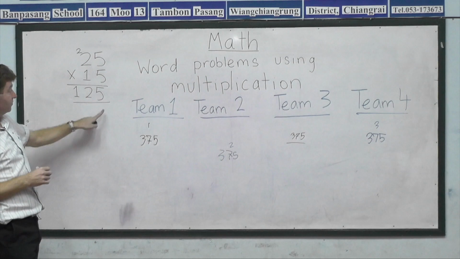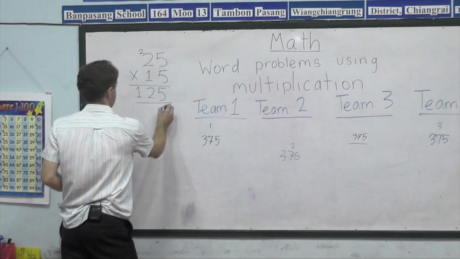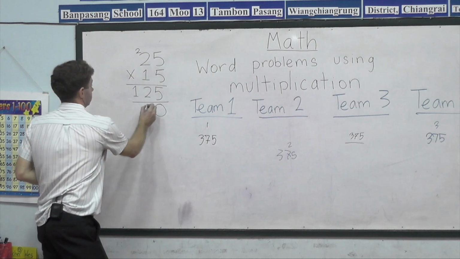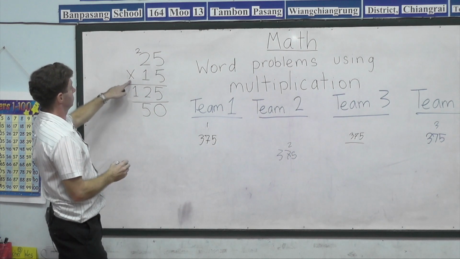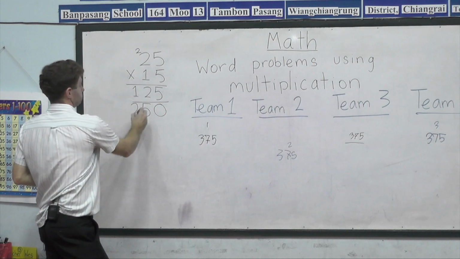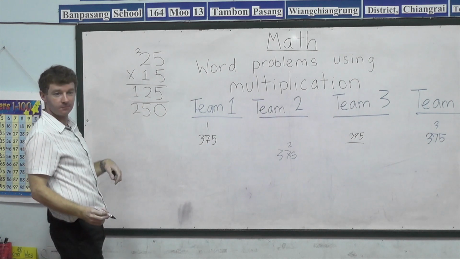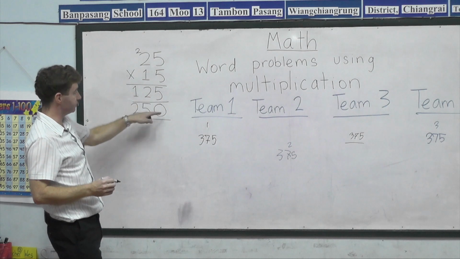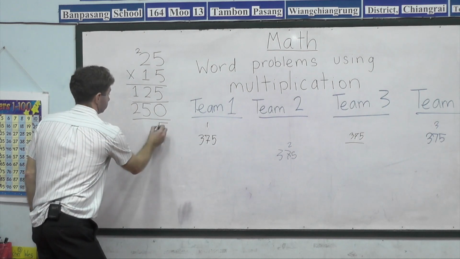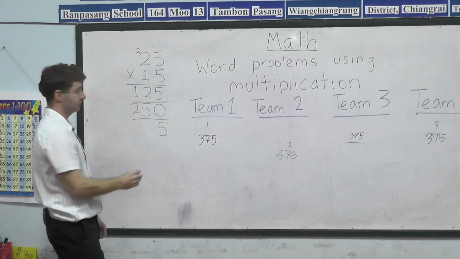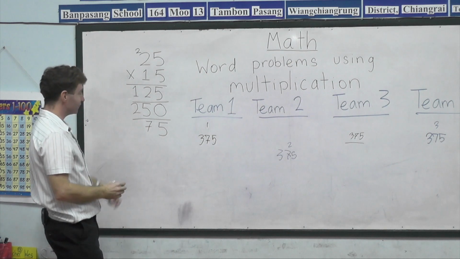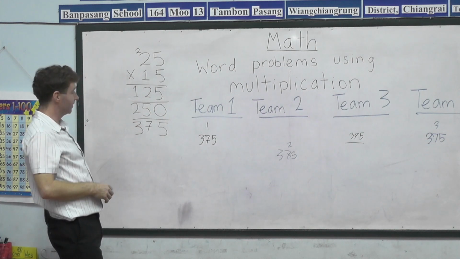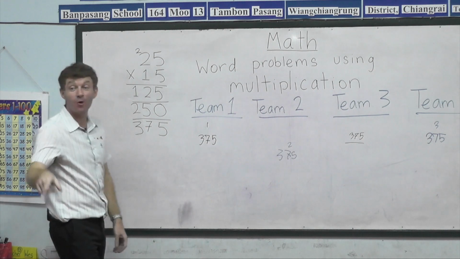So what do we do next? Step 2. And the first thing we do, 0. Okay. 5 times... What's our answer for step 2? 250. Okay, so what do we do next, guys? Plus. 5 plus 0 equals 5. 2 plus 5, 7. 1 plus 2, 3. How many eggs are there in total? 375. Excellent, you're all correct.